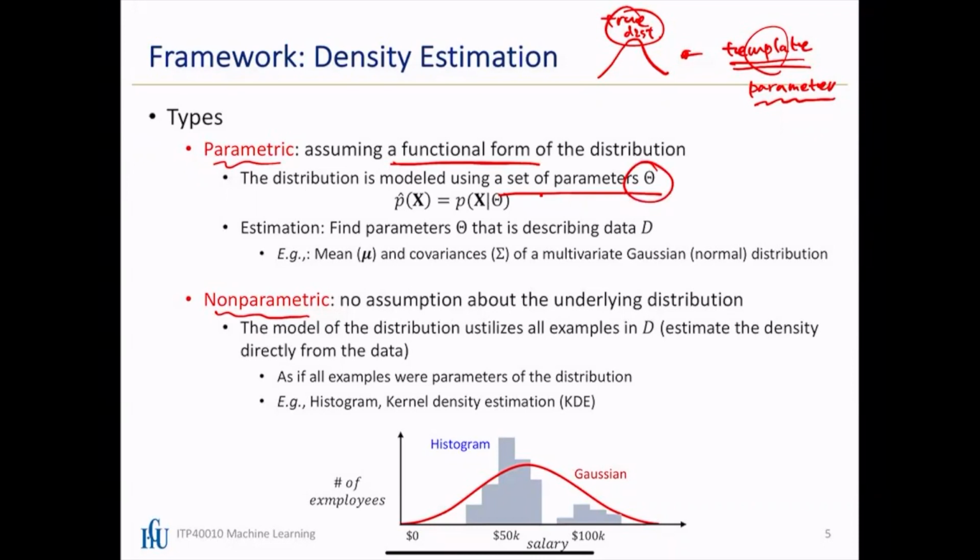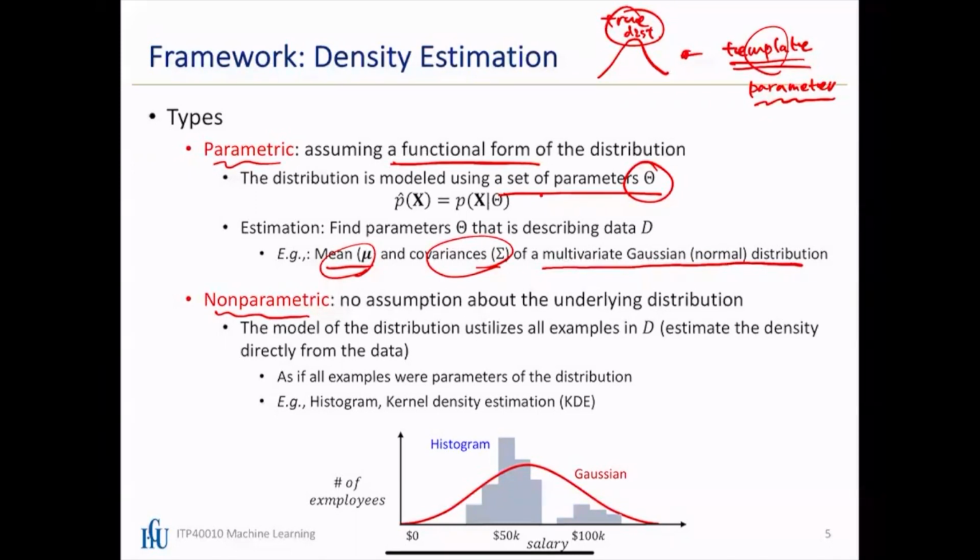We are going to see this soon, but if you assume your true distribution is a Gaussian distribution, then you want to find these two values from the data, mean and covariance. So this is just a simple example, and we are going to get into it.